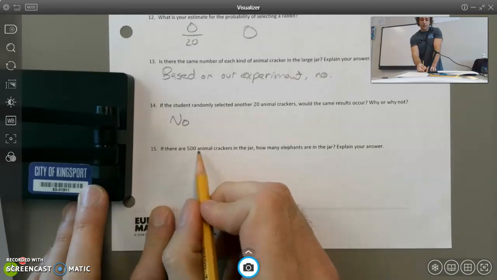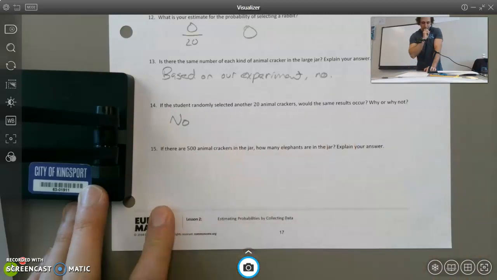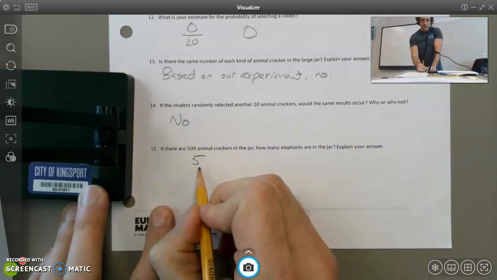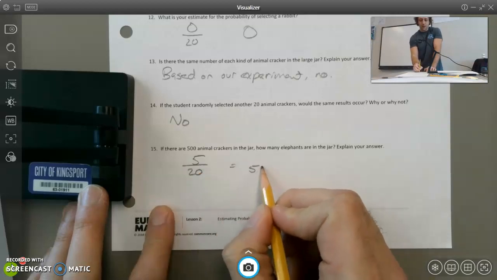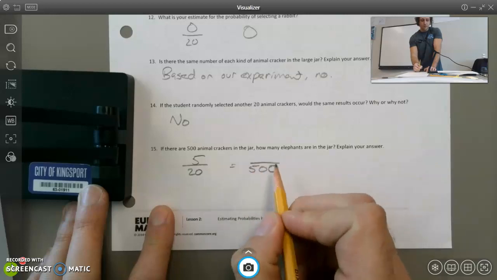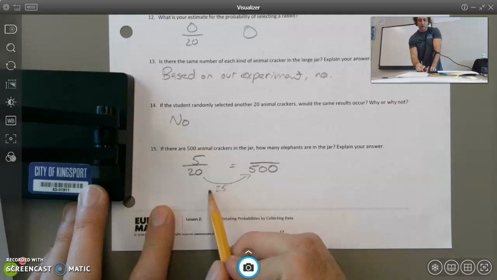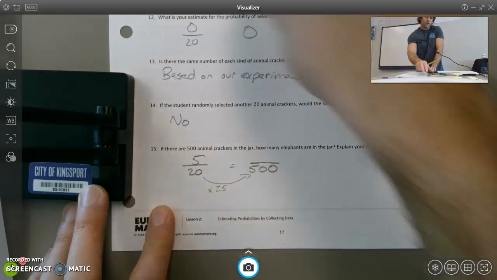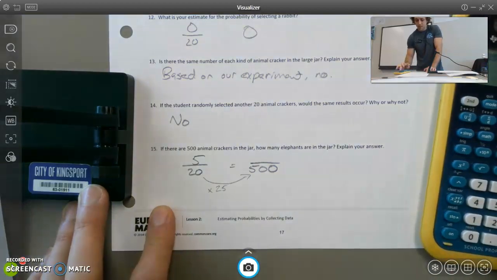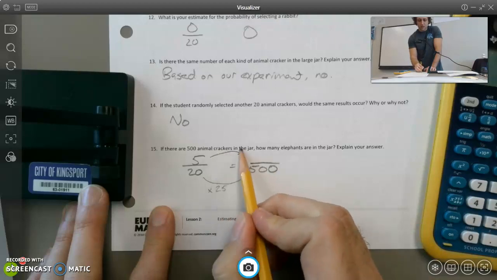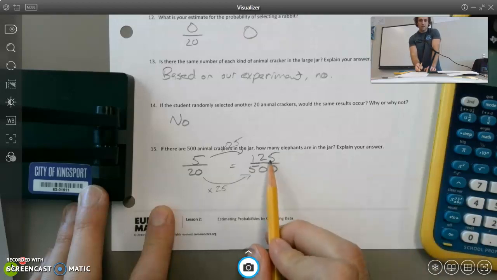If there are 500 animal crackers in the jar, how many elephants are in the jar? Well, there were 5 elephants out of 20 selected crackers. So we could estimate that if there was a total of 500 crackers, this is 20 times 25, right? Is that right? Sorry, my brain locked up. That's definitely 20 times 25. We could also scale this up times 25, and that is 125 elephants available.